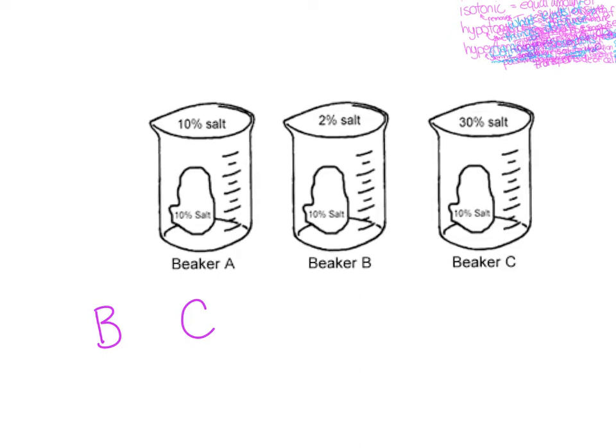So if I have 10% salt solution in the beaker, how much water do I have? 90%. If I have 10% salt in my cell, how much water do I have? 90. And if I were to set this up as an inequality, these two are equal to one another. So my water is free to go both inside and outside at equal amounts. And so beaker A is going to be what tonicity? Isotonic, because iso means the same.